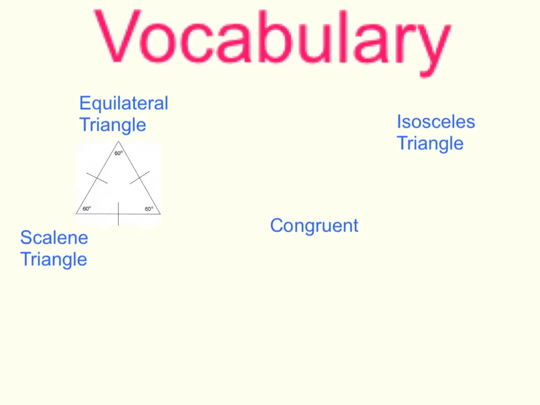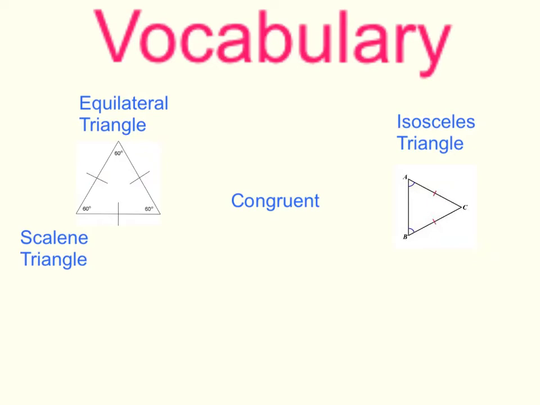Equilateral triangle. A triangle with all three sides of equal length. Each angle of an equilateral triangle measures 60 degrees, so it is also called an equiangular triangle. These three lines right here indicate that all sides are the same length.